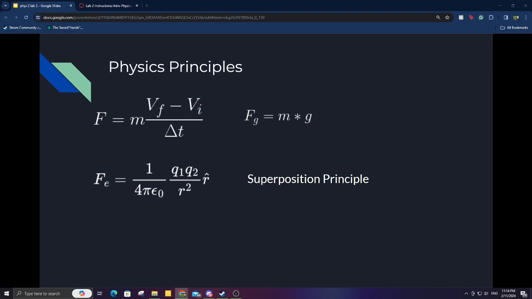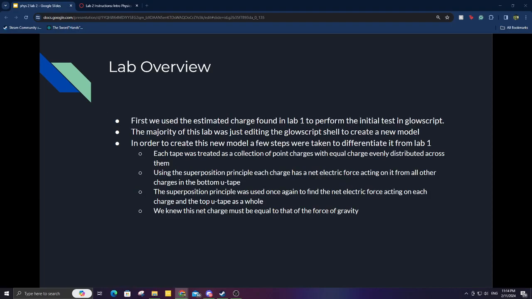Newton's first law was also used in this lab, and this was used to define the gravitational force acting on the upper tape. Essentially, we used this to find charge in Lab 1 by knowing they were at equilibrium, so we could solve for charge in Lab 1. And then finally, another important part used in this lab was the superposition principle, which is essentially the idea that an electric field or a force acting on an object is the sum of its parts. I'll go into more detail on how I use these further in the lab.